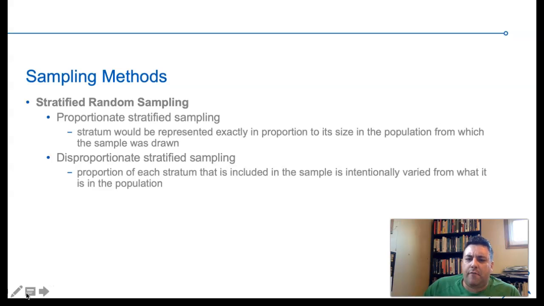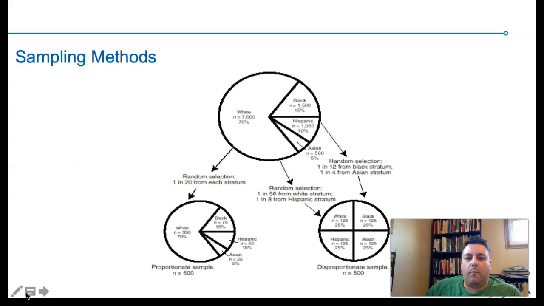You don't see disproportionate very often. Typically, you want proportionate because then that sample represents the population from which it's drawn. So, in this example here, this uses race, but you could sort of argue that the same thing could be done with different regions of New York State or something like that.